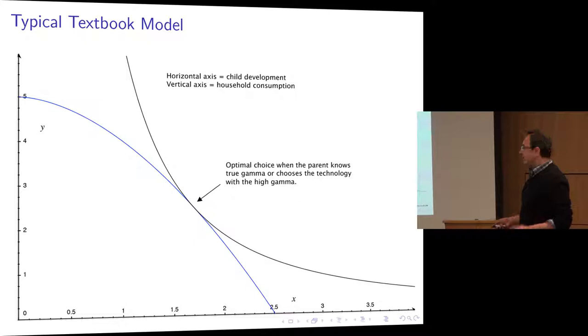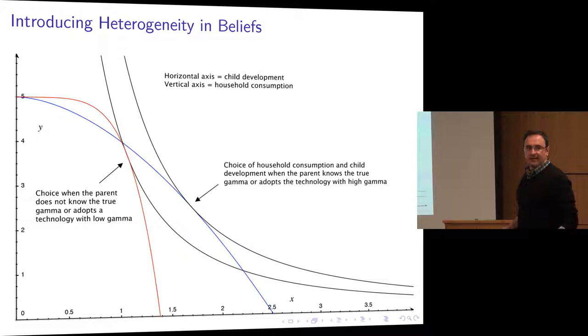What I'm saying is, no. First, parents, even though this is the actual constraint that they're facing, their beliefs are telling them this is not the constraint that I'm facing. It's the red line that is the constraint that I'm facing. And in this case, what I'm going to choose is not this point, which would indicate this level of child development and this level of consumption. Instead, I'm going to choose this point, which is a lower point of child development and a higher point for consumption. That's what's going on here.